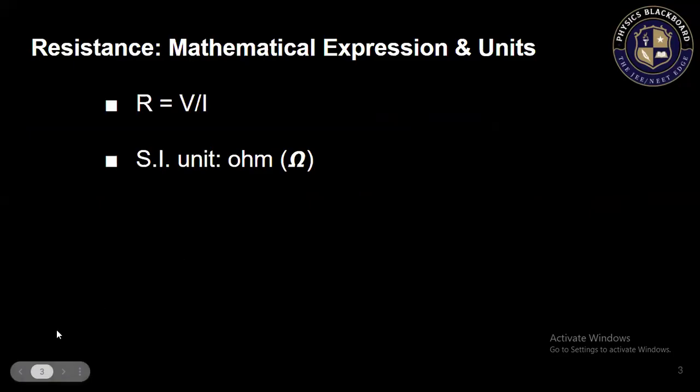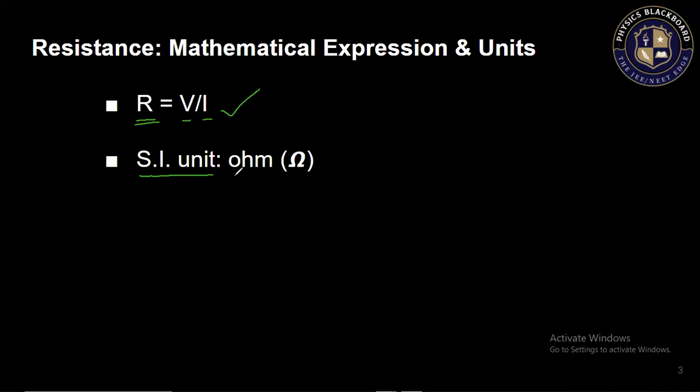Now, here you can see the mathematical expression, already we have seen this mathematical expression for resistance. R is resistance, V is potential difference, I is electric current. The V by I ratio is resistance, right? We have seen this from Ohm's law. And coming to the SI unit of resistance, the SI unit of resistance is Ohm, and it is represented with the symbol omega. Ohm is the SI unit of resistance. And the formula for resistance is R equals V by I.